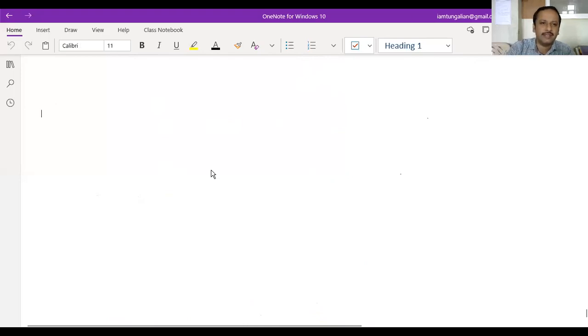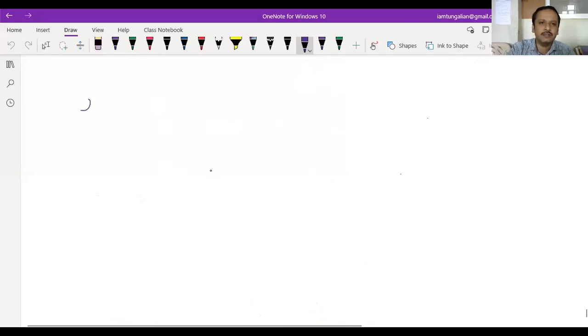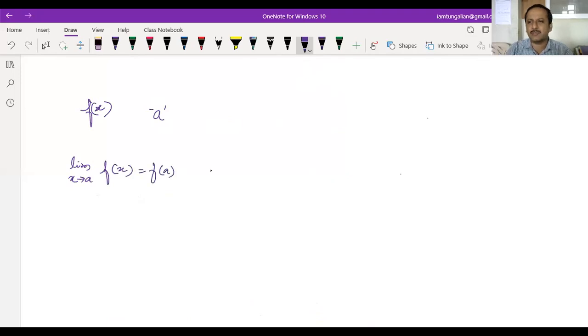Just observe, let f of x be any function and a be a point in its domain. Then limit x tends to a of f of x: when x approaches a, whether from the left side or from the right side, if f of x approaches the value f of a, then we say that f of x is continuous at x equal to a.